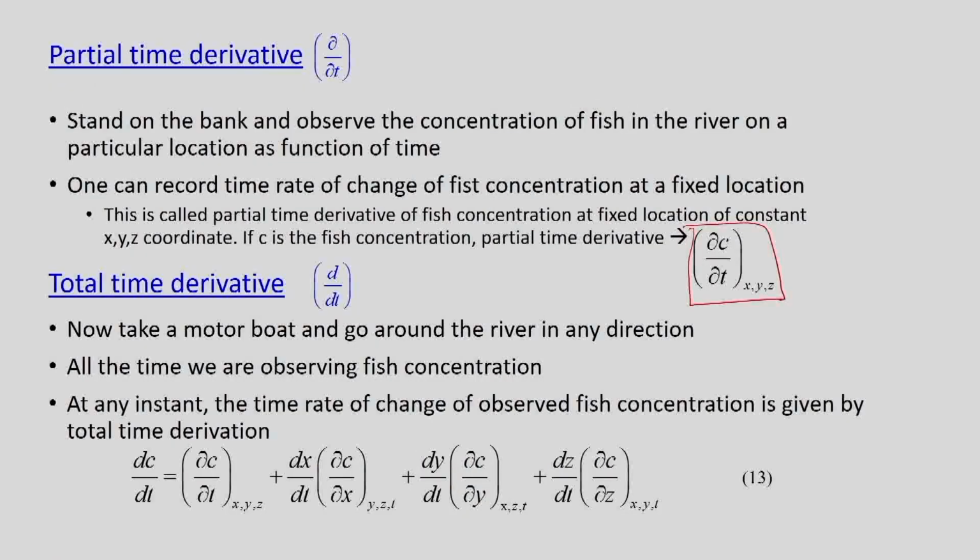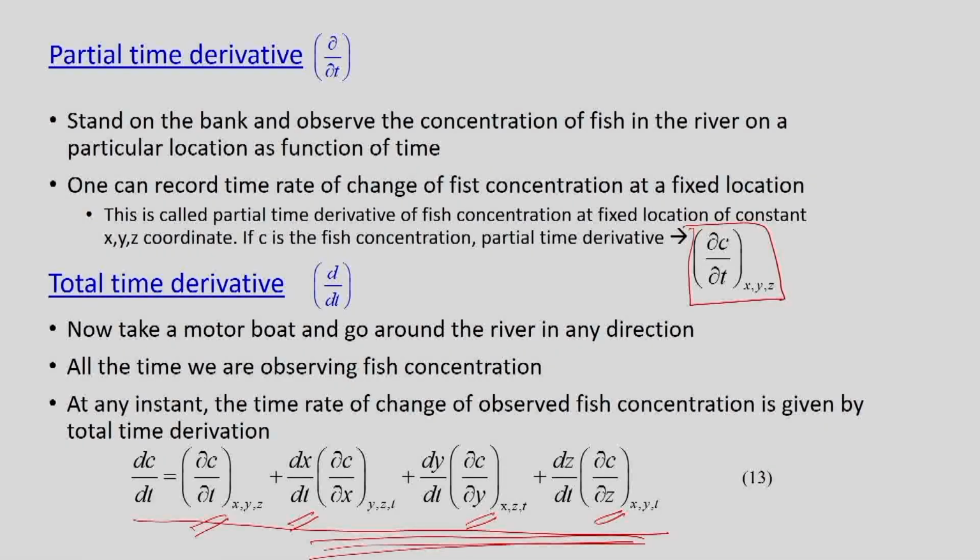Whatever final number you get for the fish concentration this way is nothing but the total time derivative, that is dc/dt equals partial derivative of c with respect to t, plus dx/dt times partial derivative of c with respect to x, plus dy/dt times partial derivative of c with respect to y, plus dz/dt times partial derivative of c with respect to z. This total time derivative is the summation of the partial time derivative plus the additional terms shown here, which account for the fish concentration at different locations as well.